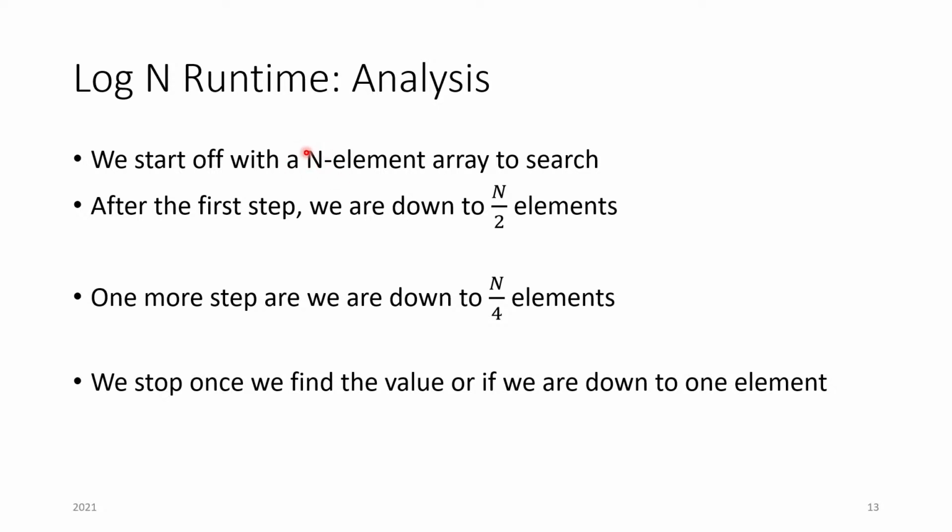So we started off with that n element array to search, and then depending on if x was on the left hand side or the right hand side, we are down to n divided by 2 elements. If we still don't find it, we have halved again, and we are down to n divided by 4 elements. And we keep on going down the road until we find the value, or we are down to only 1 element where that absolutely has to be the value.